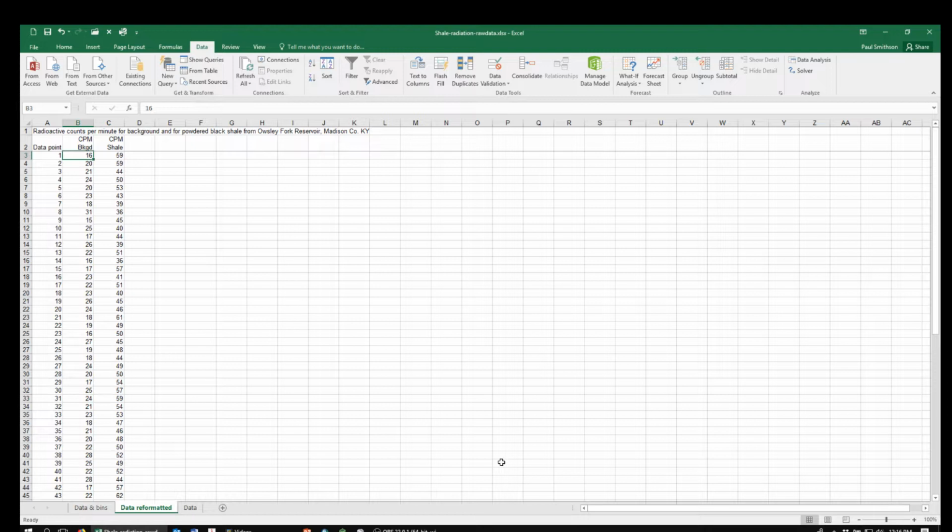Okay, in the first video I showed you how to use the frequency function to get a histogram-looking output for the counts from background radiation in comparison with a black shale that's fairly high in uranium, taken from near Berea, Kentucky here. So the first thing I'm going to do is test the normal distribution.